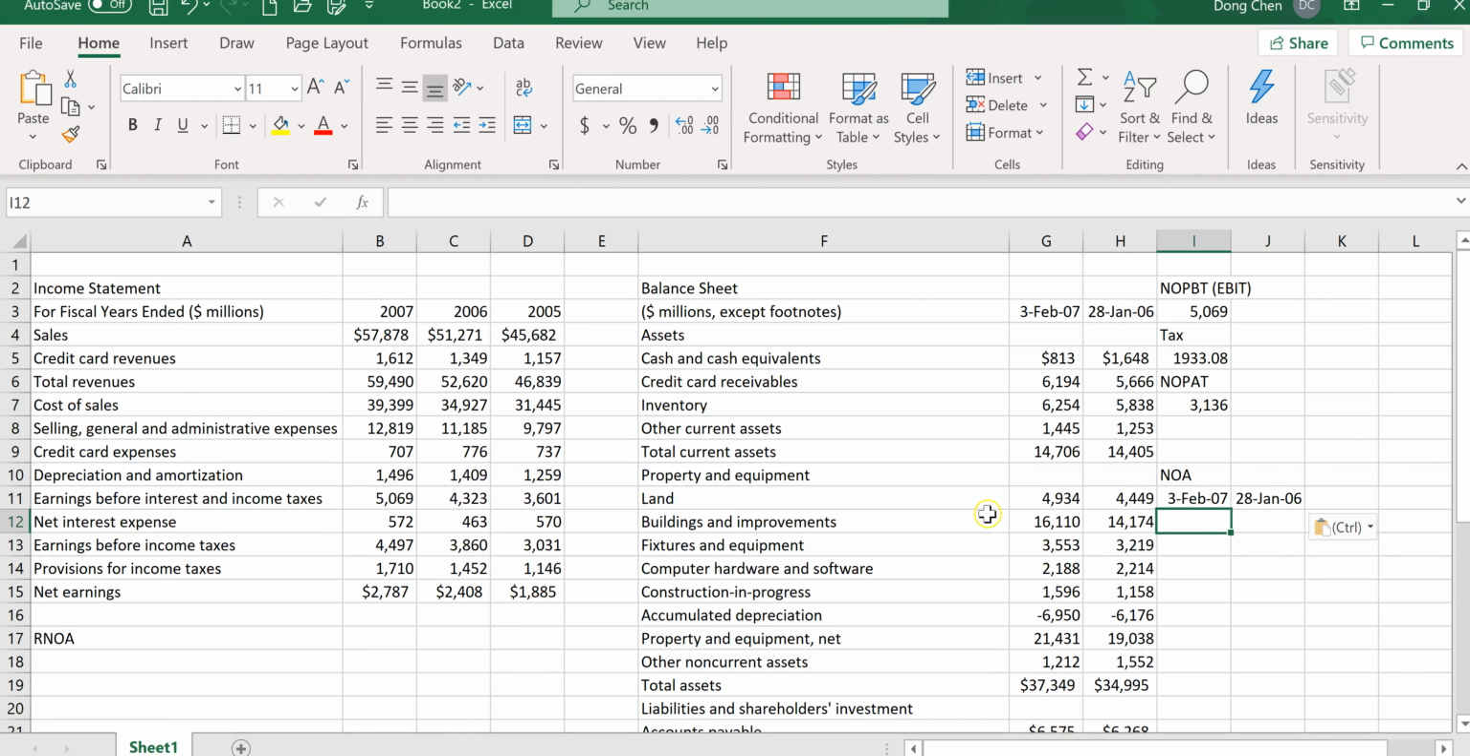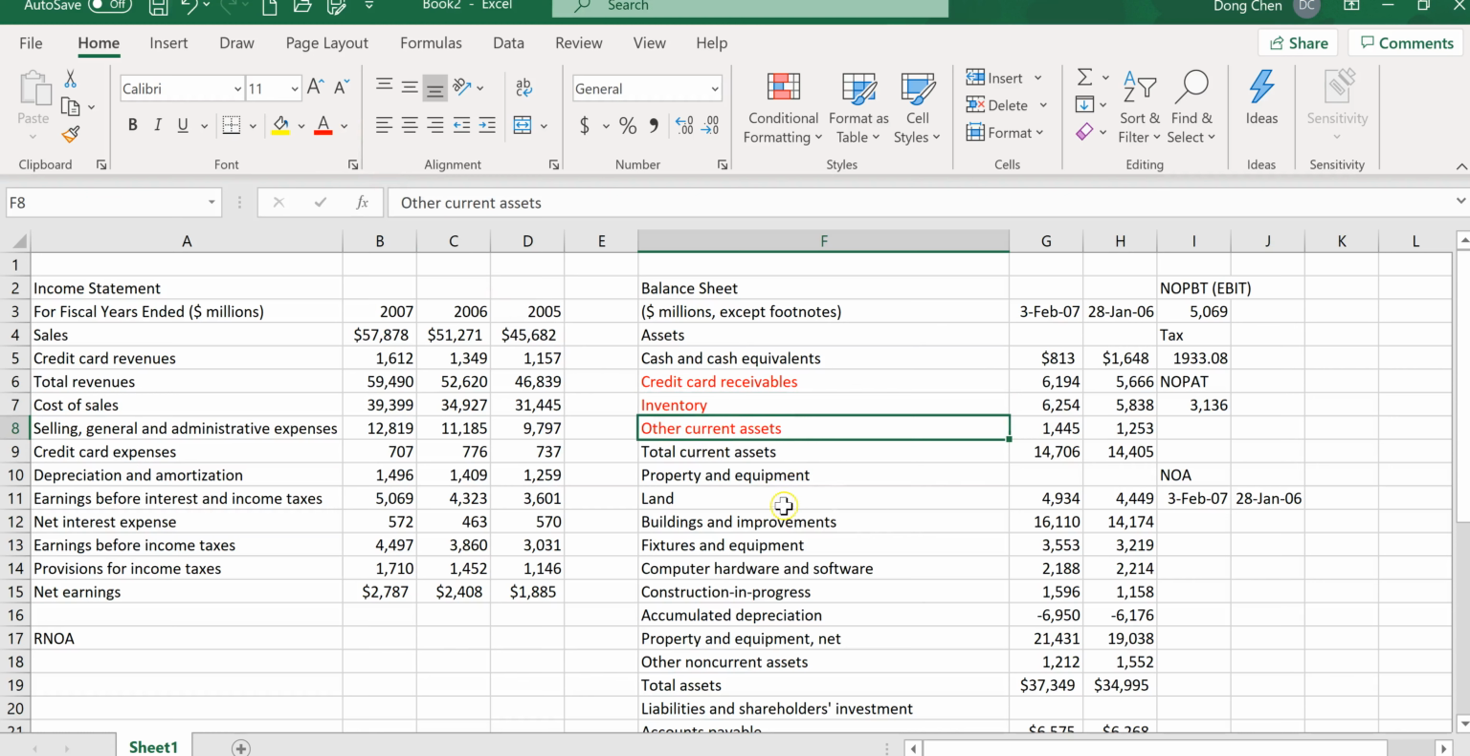In order to do this calculation, we first try to get the operating assets. So we start from current assets. Cash and cash equivalents are not operating assets, so we should exclude that. Credit card receivables are like accounts receivable, so we should include them as part of the operating assets. Inventory is an operating asset too. And other current assets, generally speaking, are also part of the operating assets.